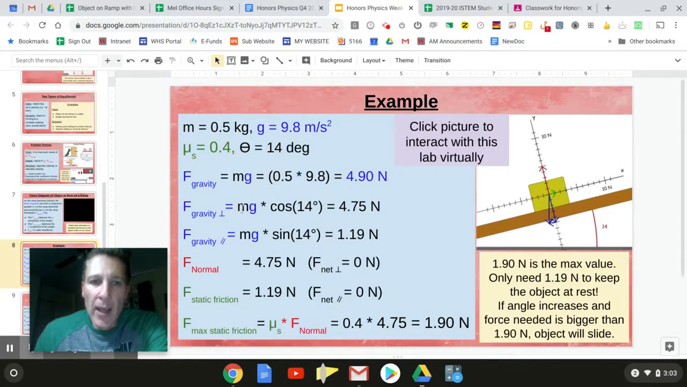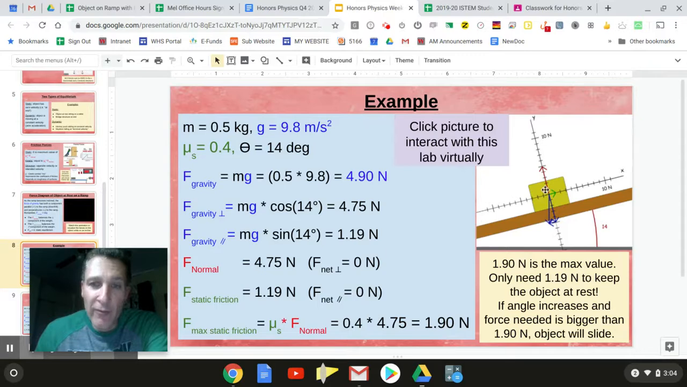If we multiply by the cosine of an angle or the sine of the angle, you can draw this triangle out and prove that using the cosine, we'll find this perpendicular piece. The sine will find the parallel piece. Notice with this little 14-degree angle, most of the force is into the ramp. Notice it's 4.75 newtons. But there's a 1.19 Newton force that's trying to pull this down the ramp.